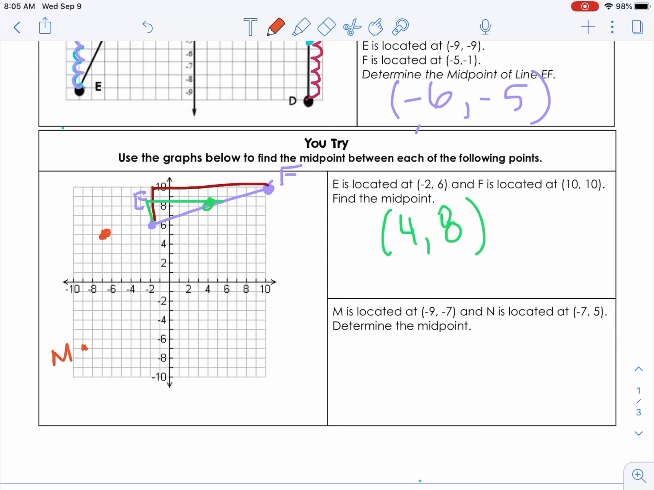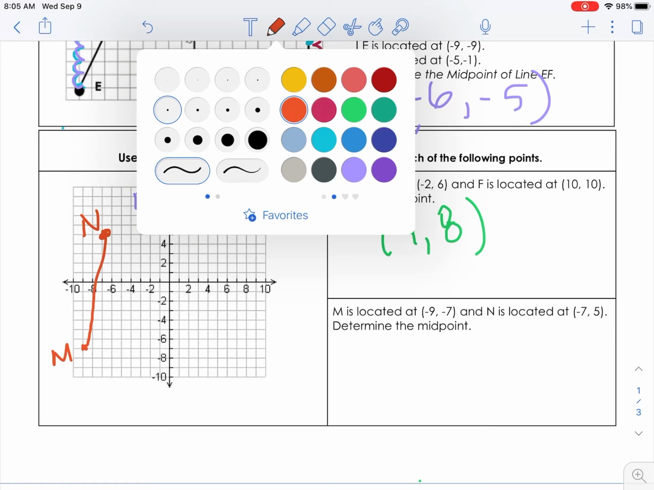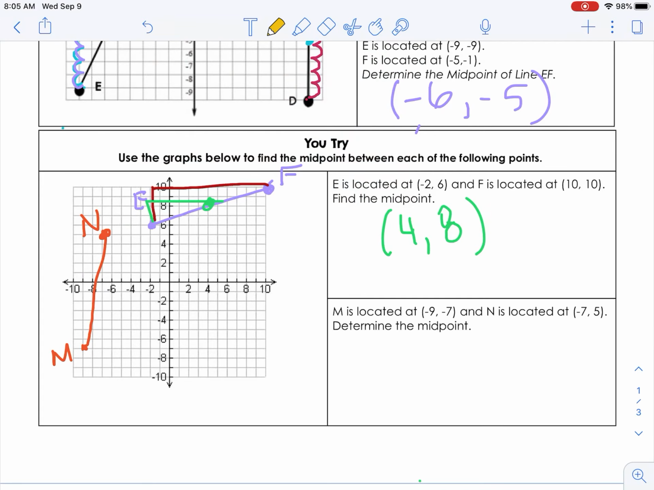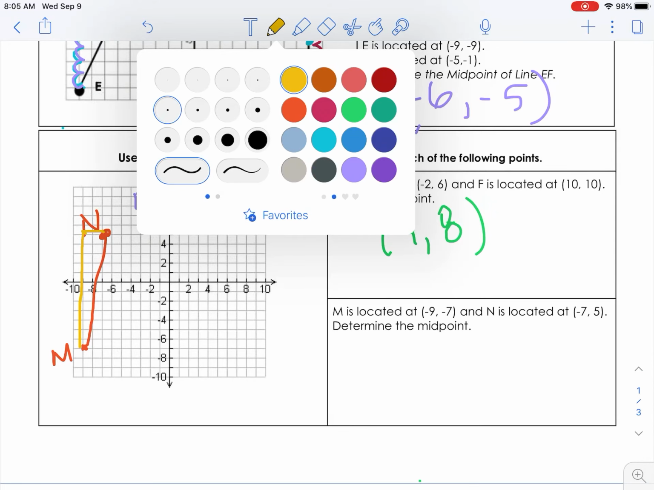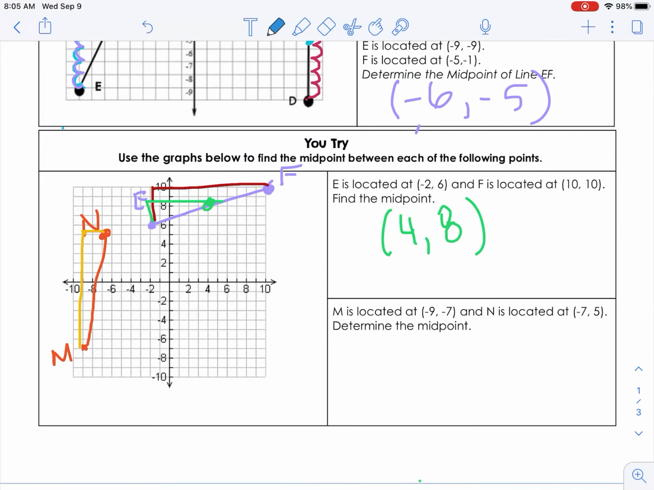So that was point M here and point N here. We need to find our halfway distance. So we're going to count up and over. So we're going to be going up, and we can count those. That's 7 and then 5 more, so that's going up 12 and over 2. So we're really only going to be going up 6 and over 1. So our midpoint is located at -8, -1.